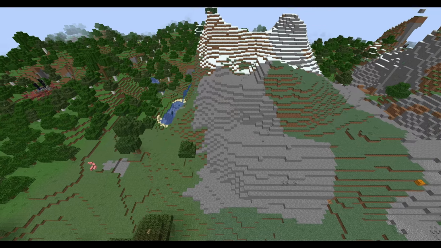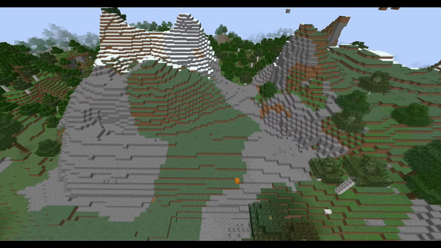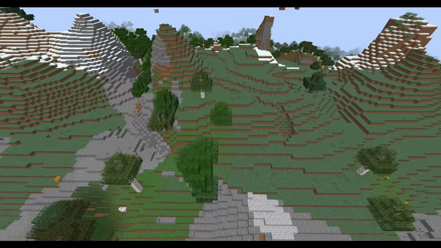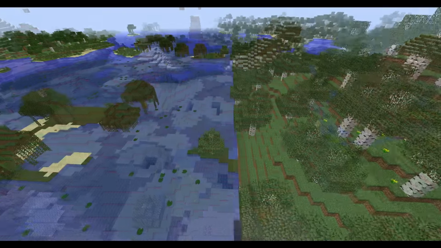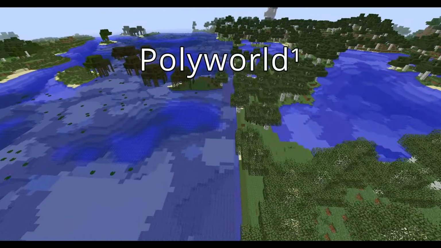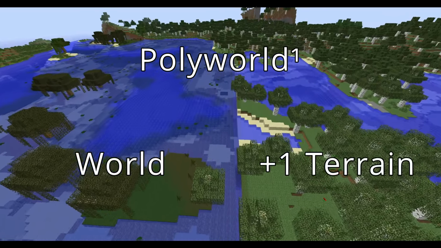I used this example because as of Minecraft 1.18, the chunk blending feature was implemented. It tries to conform new chunks to the look of previous ones, which cleans up the look of the world, but also makes terrain borders harder to spot. Going back to our 1.7 example, we now have a polyworld of the first degree. That means we have one additional terrain generator type applied to the world.